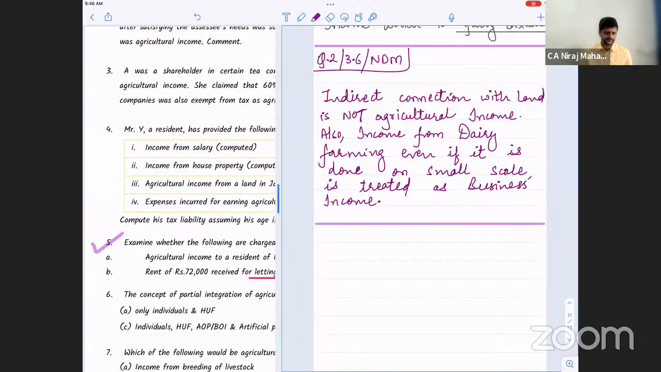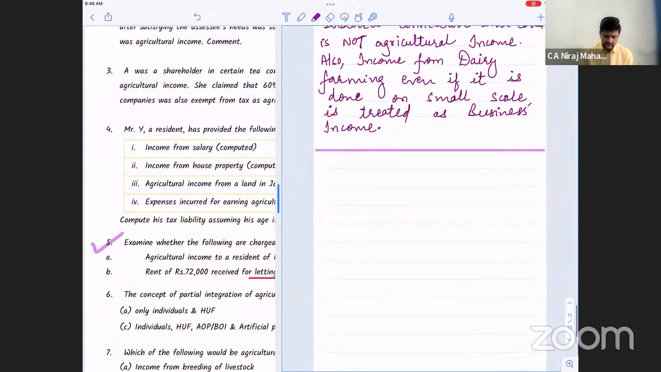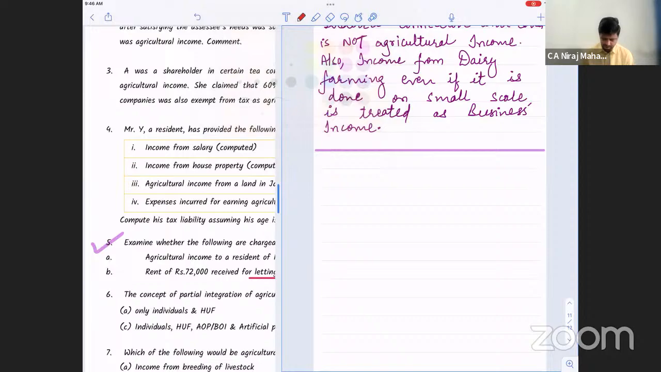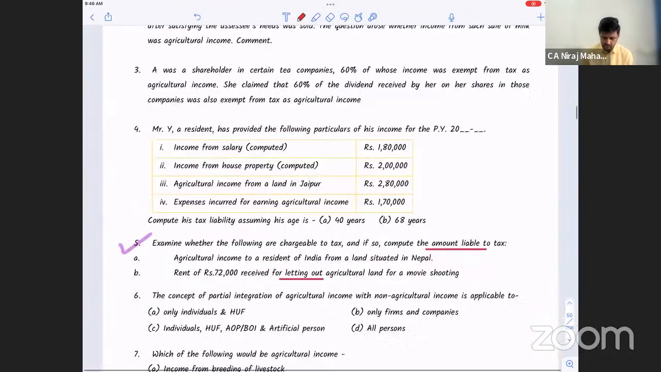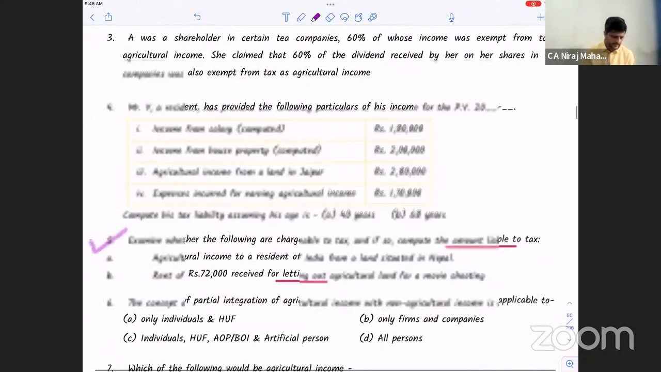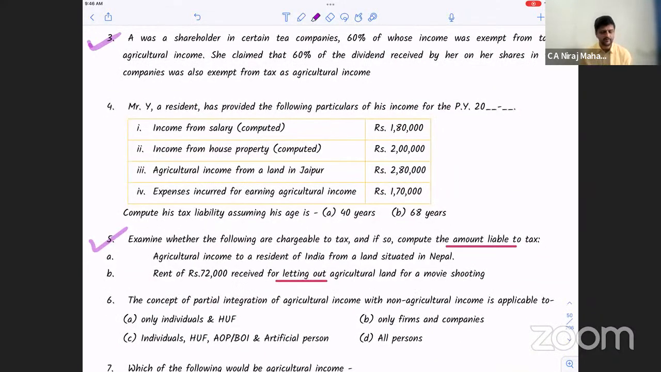Question number 3. I'll just quickly cover that, because a similar question can be asked. That's why I'm giving a reference of it. Ready, everybody? Question number 3. We don't have to actually write it or solve it. Why? I'll tell you in some time.